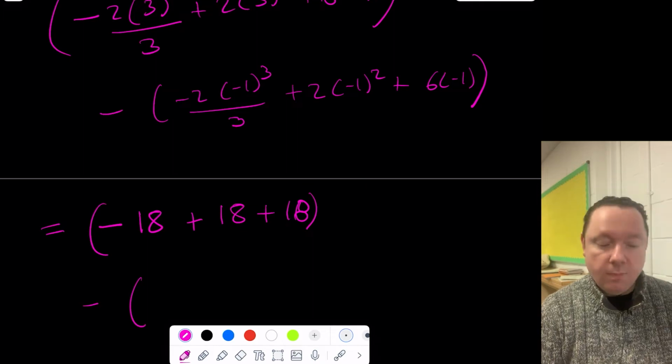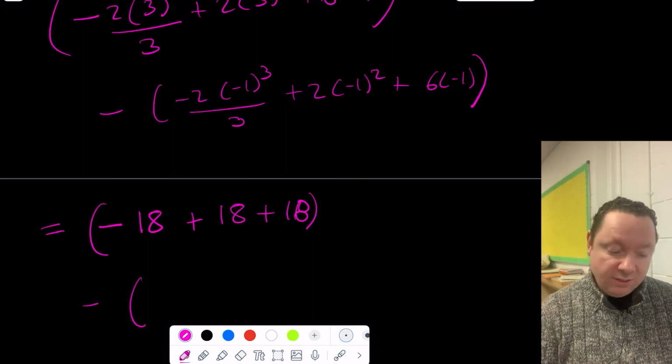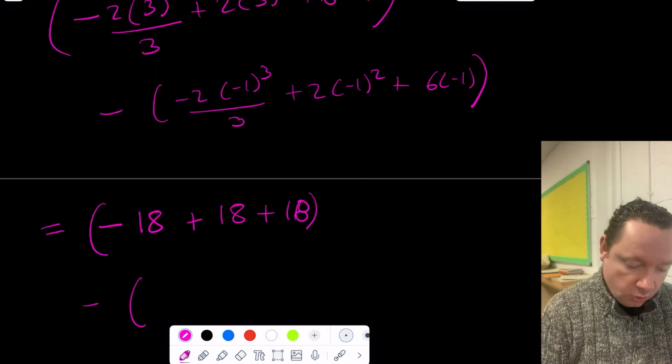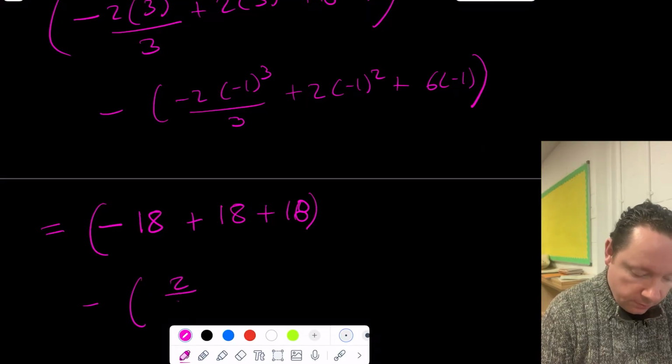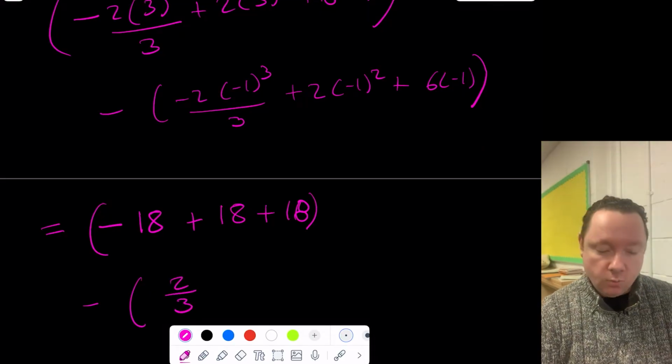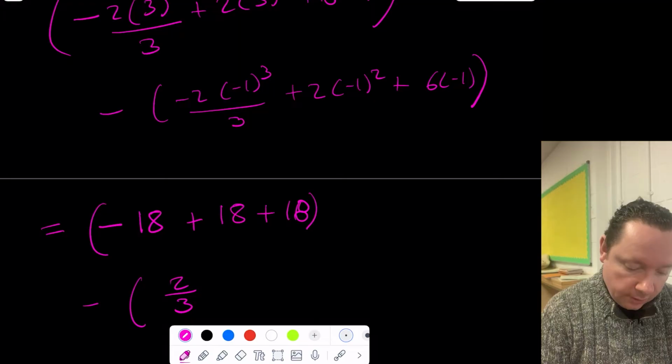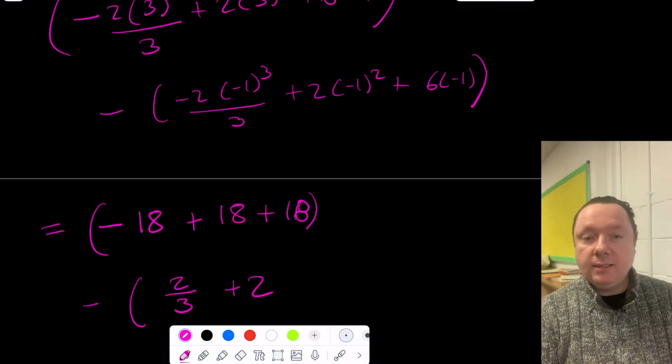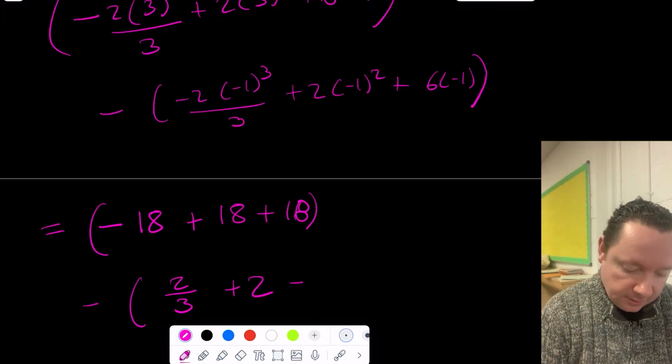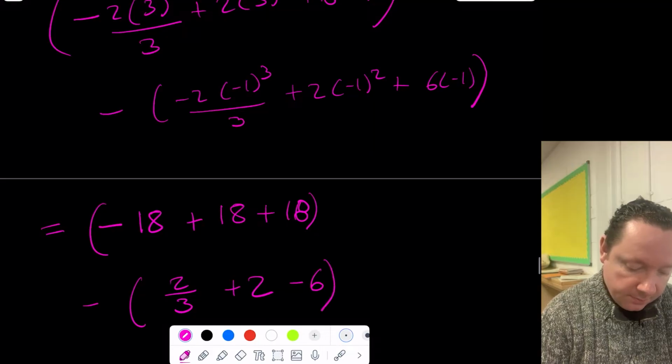Minus, now minus 1 cubed is minus 1, but if I times that by minus 2, I just get 2, so I get 2 thirds. Minus 1 squared is 1, times 2 is 2, so I get plus 2. 6 times minus 1 is minus 6. So there's my second bracket.